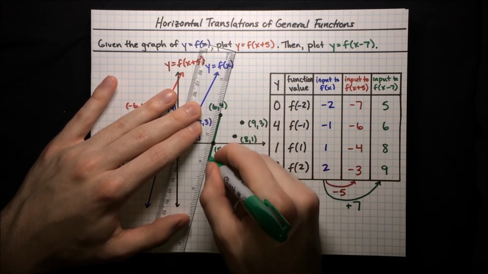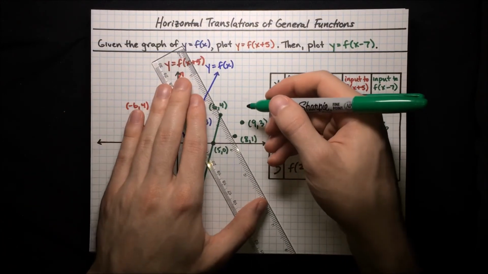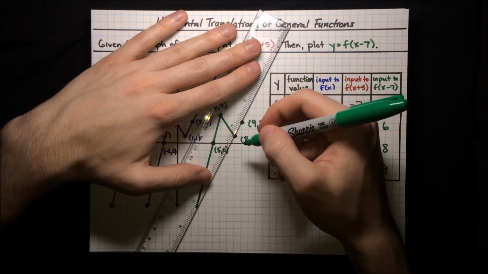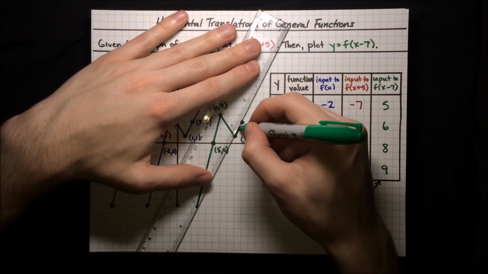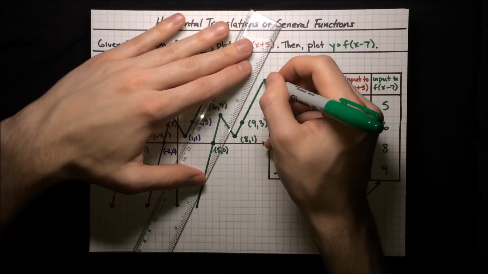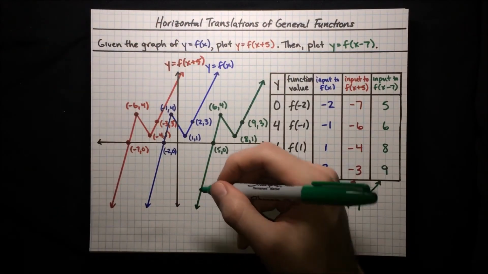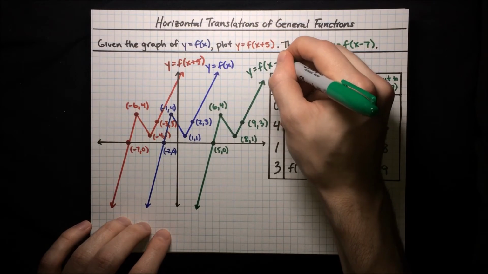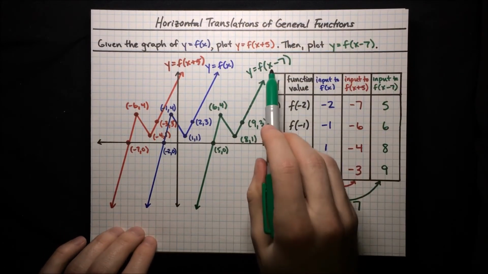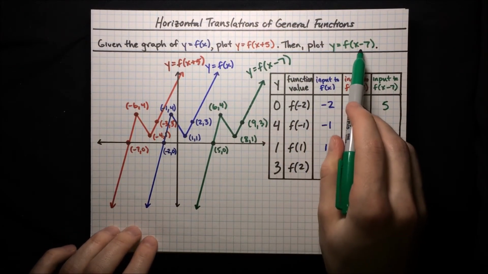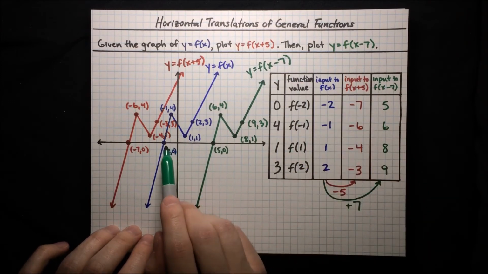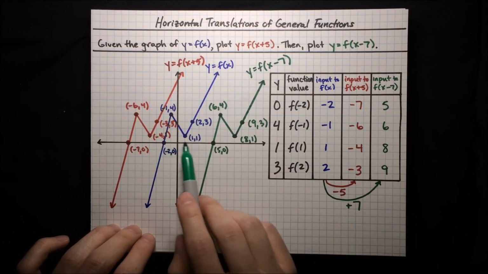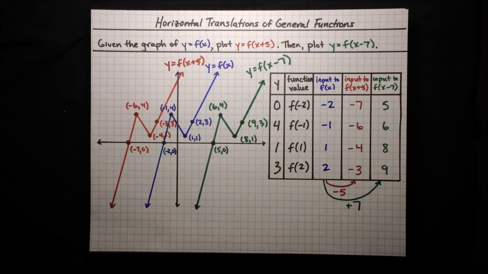So connecting the dots here, connect these, connect this last bit of the function here. And there we go. There is our function. That's y equals f of x minus 7. And so the result of subtracting 7 inside the function is just shifting all of the points 7 units to the right. The function as a whole is just shifted 7 units to the right.